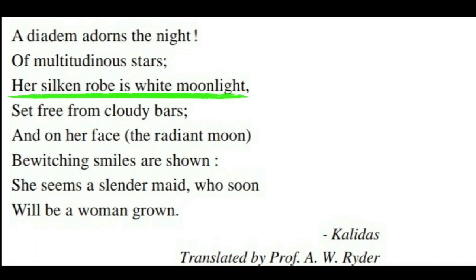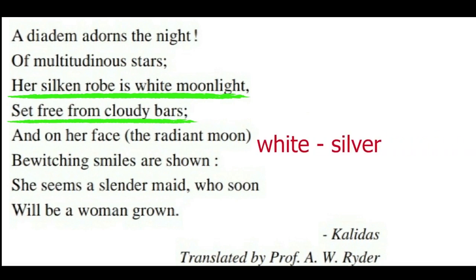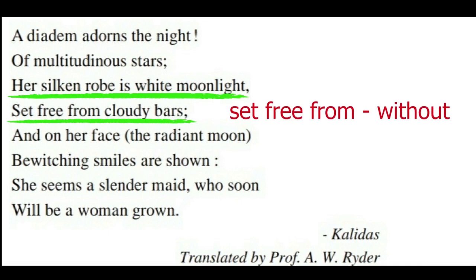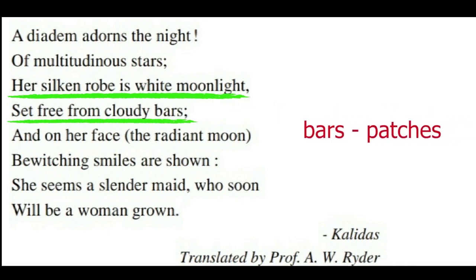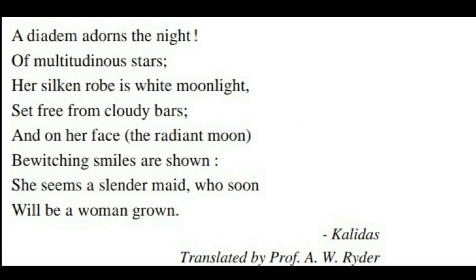Her silken robe is white moonlight set free from cloudy bars. Robe, loose dress. White here means silver. Set free from means without. Bars means patches. The sky is filled with moonlight and the sky is clear without any patches of clouds. The poet says that this clear sky without patches of clouds and filled with moonlight is nothing but what? The silken robe of the young maiden.